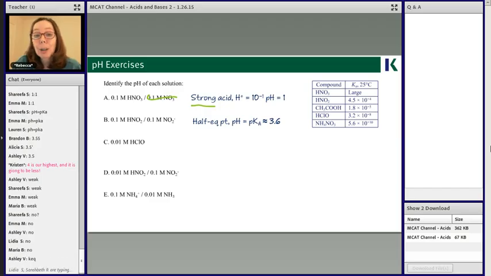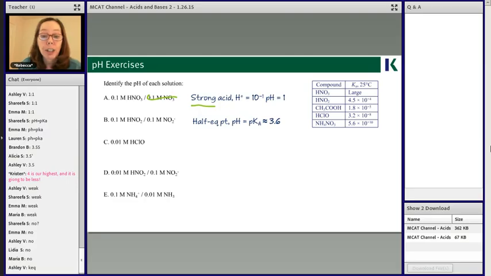Can't use Henderson-Hasselbalch here, can we? Because we have, yes, Ashley, very good. We're going to set up the Keq equation. That's exactly right. And these always solve the same way.